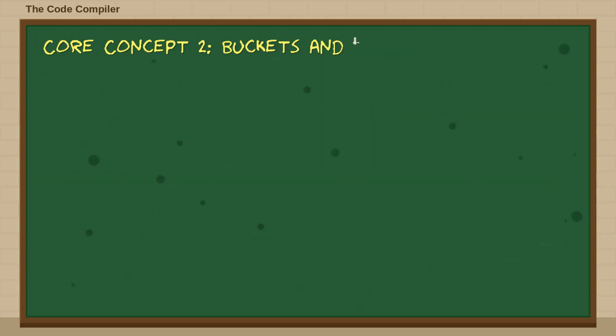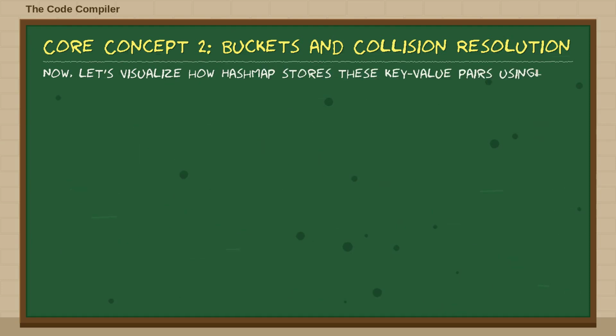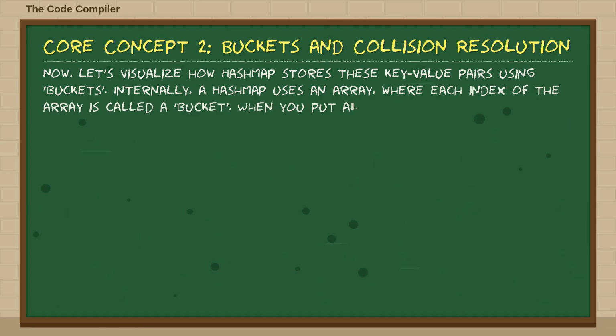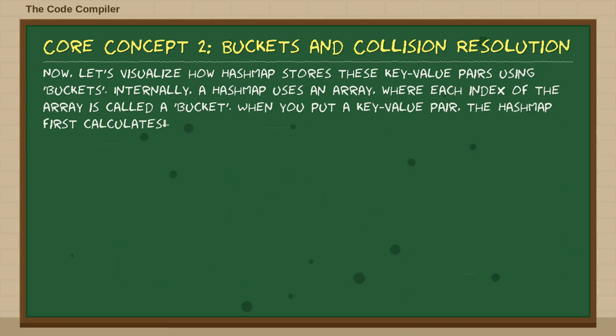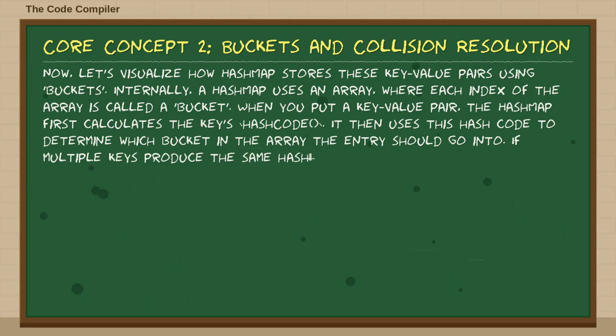Now, let's visualize how HashMap stores these key-value pairs using buckets. Internally, a HashMap uses an array, where each index of the array is called a bucket. When you put a key-value pair, the HashMap first calculates the key's hashcode. It then uses this hashcode to determine which bucket in the array the entry should go into. If multiple keys produce the same hashcode, or hash to the same bucket index, this is called a collision.